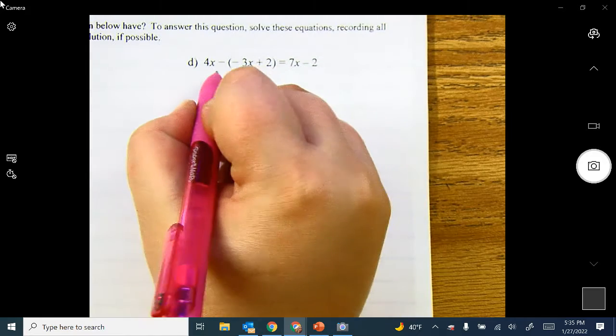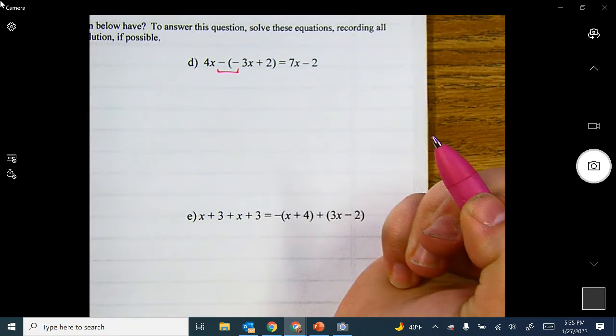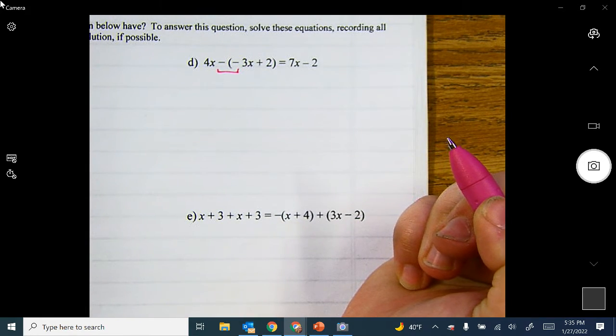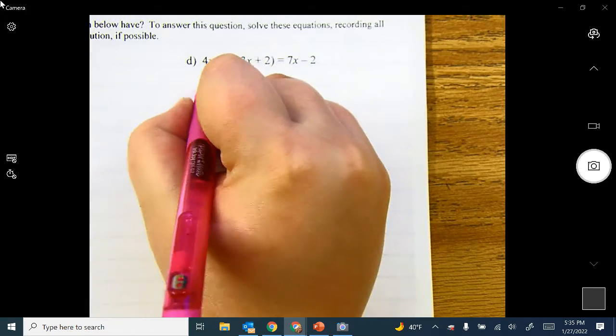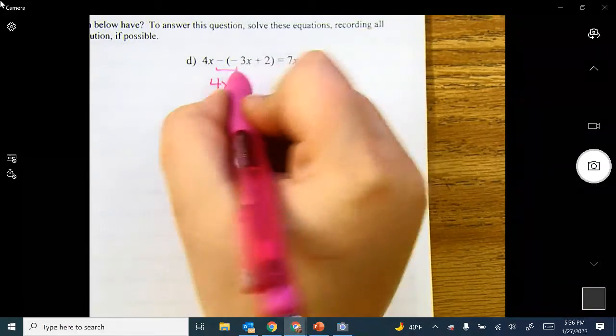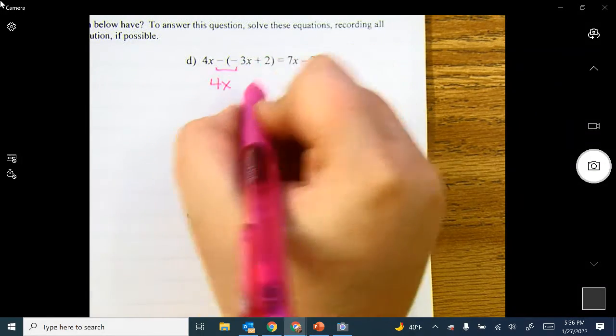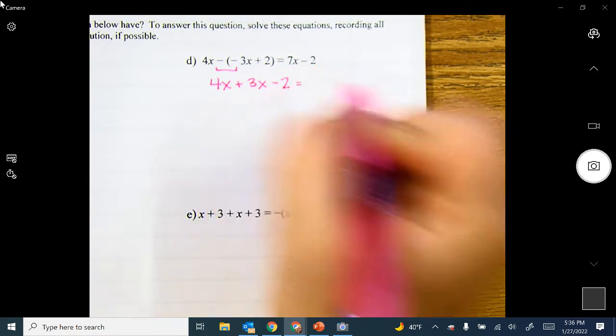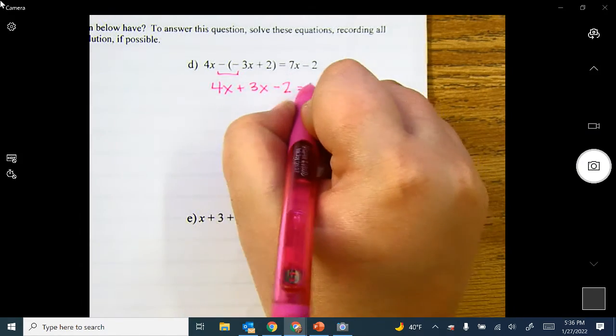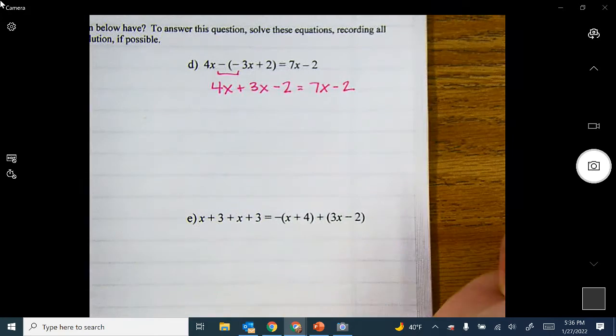Okay, this one, you got to be careful again because I see some flipping. Remember, a minus in front of a parentheses means I need to change the sign of everything in here. So I still have that 4x. This negative 3x will turn to plus 3x. Plus 2 will turn to minus 2. And then that's equal to 7x minus 2.